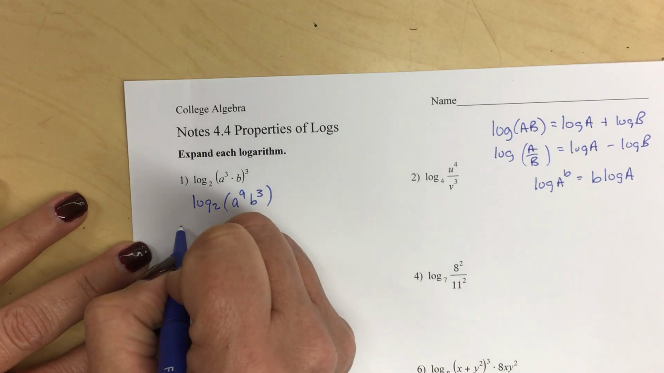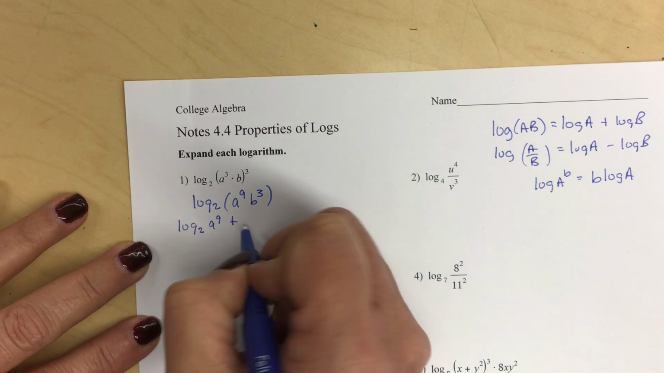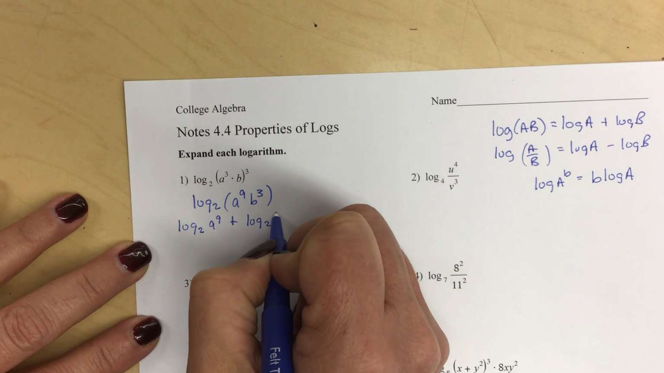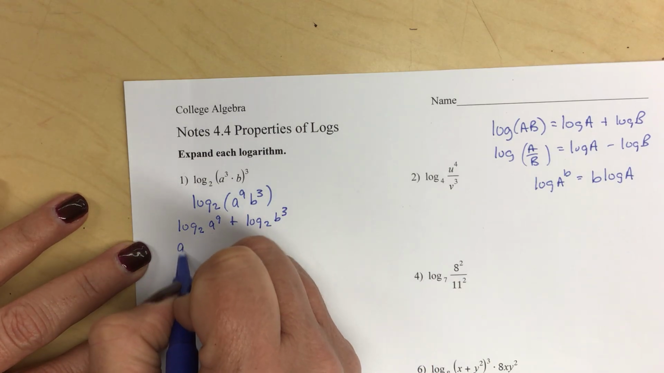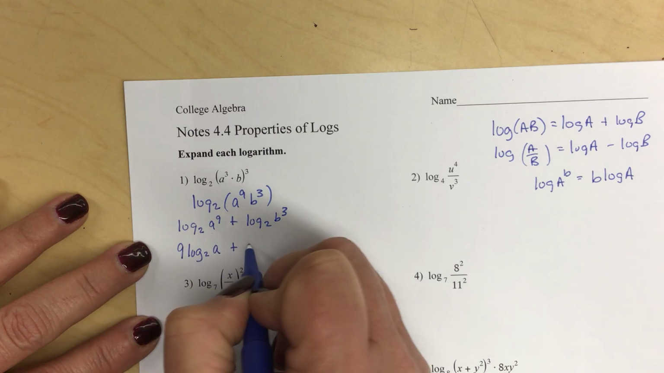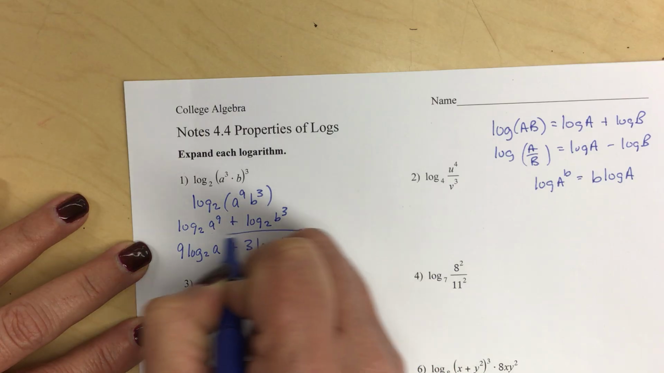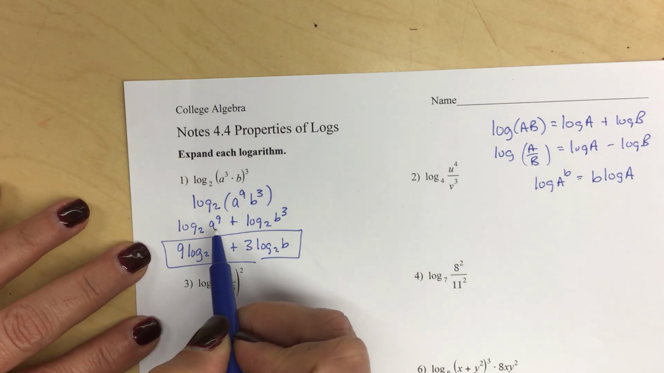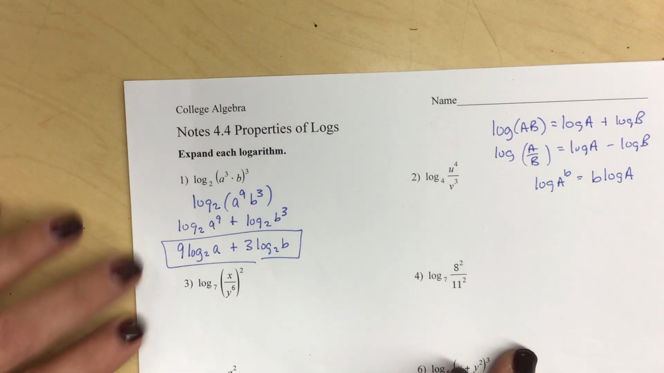So this is going to be log base 2 of a to the 9th plus log base 2 of b to the 3rd. Then bring your exponent down. So this is 9 log base 2 of a plus 3 log base 2 of b. You will get to where you can bring that exponent down at the same time you break up the multiply.